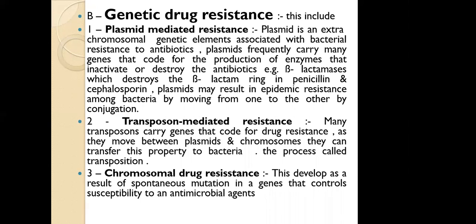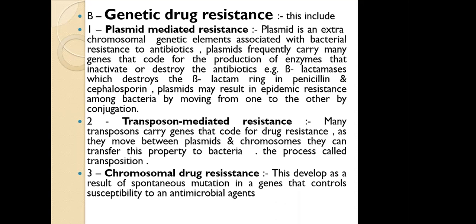Plasmids can be divided into F plasmids and R plasmids, or resistance plasmids. Resistance plasmids carry the genes responsible for the production of enzymes that inactivate or destroy antibiotics, such as beta-lactamases, which destroy the beta-lactam ring in penicillins and cephalosporins. Plasmids may result in epidemic resistance among bacteria by moving from one to another by conjugation.